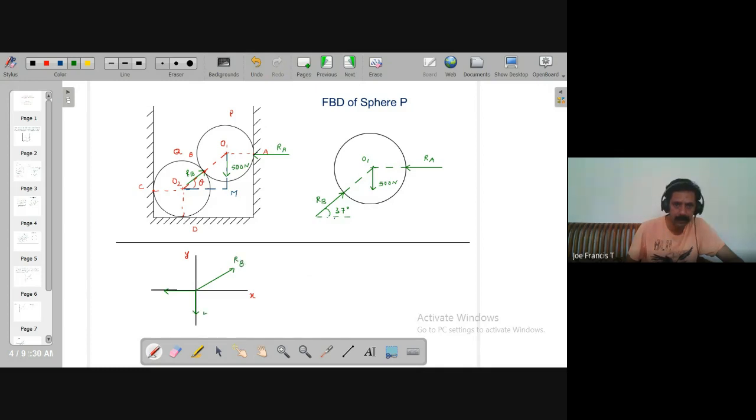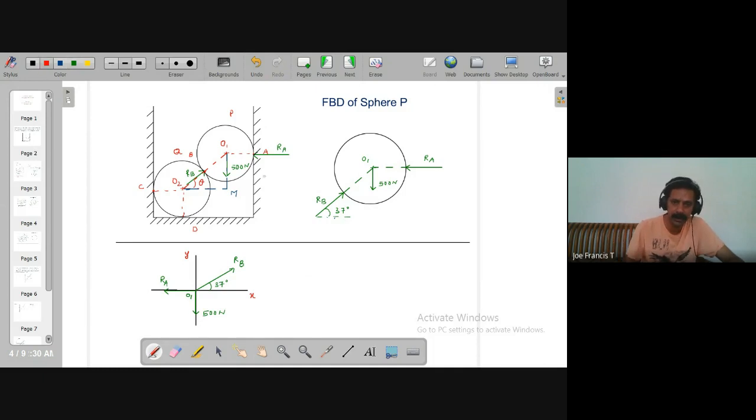Vertically downward is your 500 Newton. And to the left, you have RA. So once you do this, it will be easy for you to resolve and write equations of equilibrium. So this angle is 37 degrees. And it's all acting at the point O1, which is the center of gravity of your sphere P. Now, once you represent all these forces, you can straight away write equations of equilibrium.